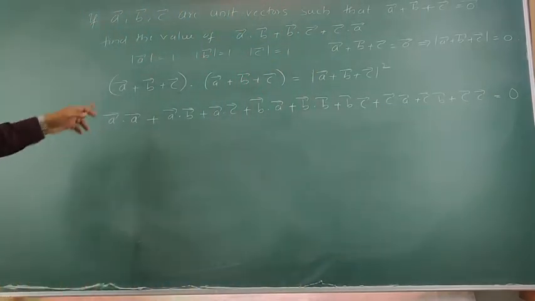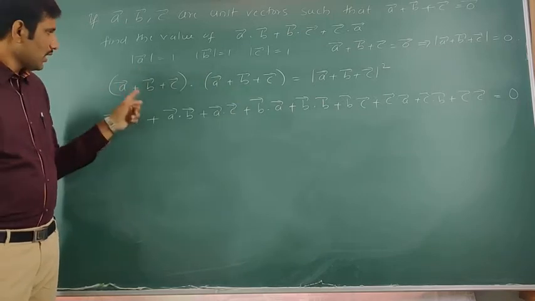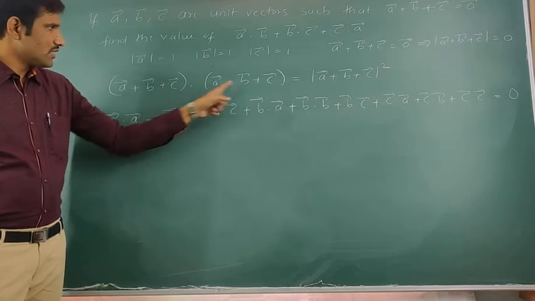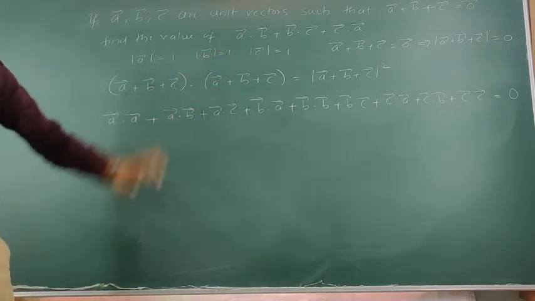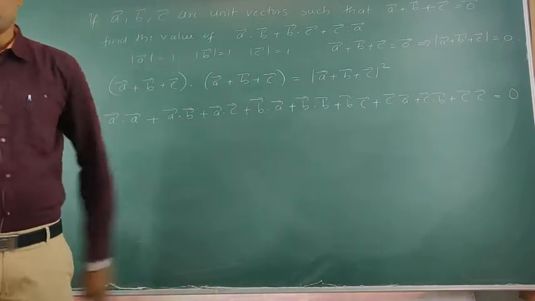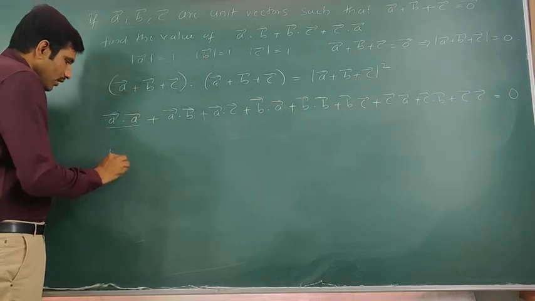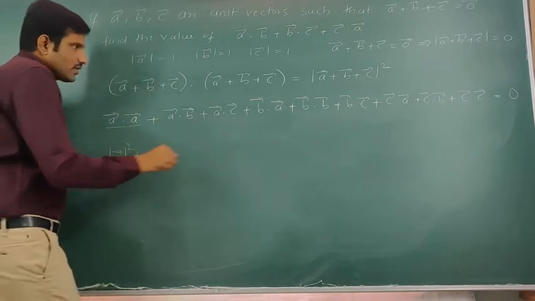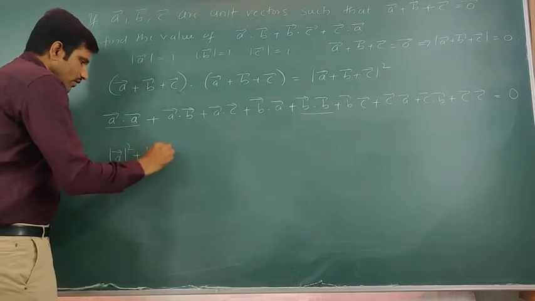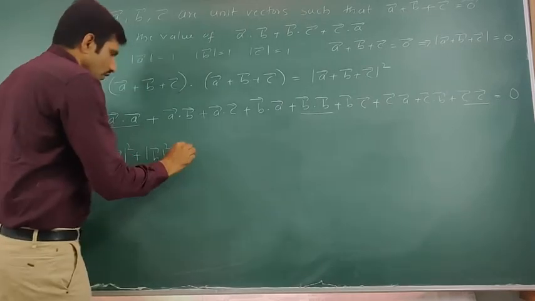Is it clear? Just I am multiplying the brackets: A dot A plus A dot B plus A dot C, then B dot A, B dot B, B dot C, then C dot A, C dot B, C dot C. That is equal to magnitude of A plus B plus C whole square. What is magnitude of A plus B plus C? 0. 0 square is 0. See here. So what is A dot A? A dot A is magnitude of A square plus, now I will do this. What is B dot B? B dot B is magnitude of B square plus, what is C dot C? C dot C is magnitude of C square.